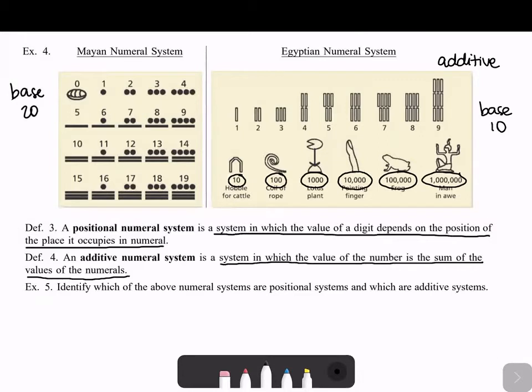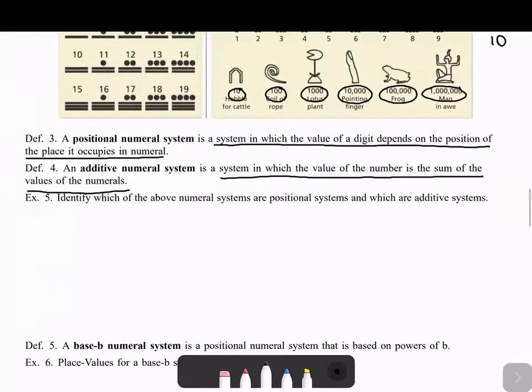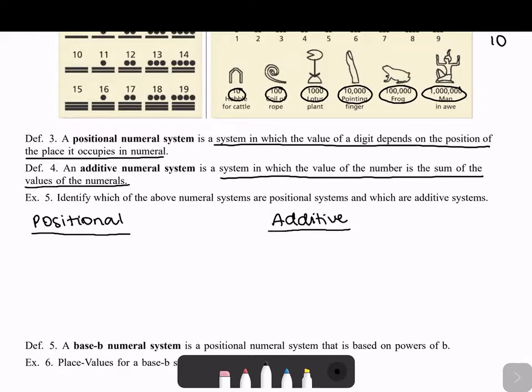We want to identify which of the above numeral systems are positional and which of them are additive. So we're going to have a list of positional, and we're going to have a list of additive. I have talked briefly on some of them if they are positional or additive, but at this point I encourage you to pause the video and go back and see if you can remember which ones are positional, which ones are additive.